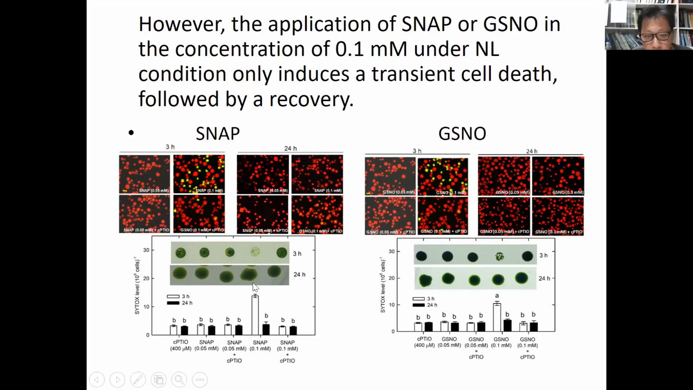You can look here. After 24 hours, the cells recover and grow well as compared to 3 hours. There is no cell growth after 3-hour NO treatment, but they recover after 24 hours. This means that NO treatment under normal condition only induces a temporary cell damage, not a permanent cell damage like the high-light condition.